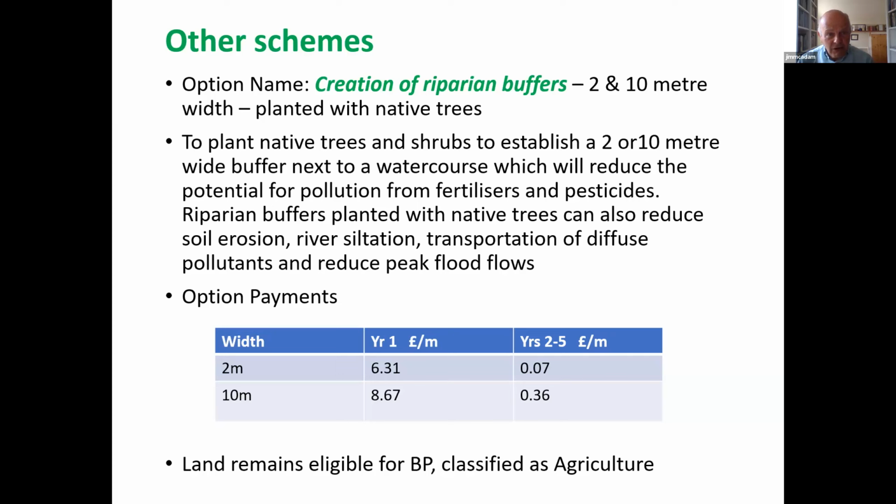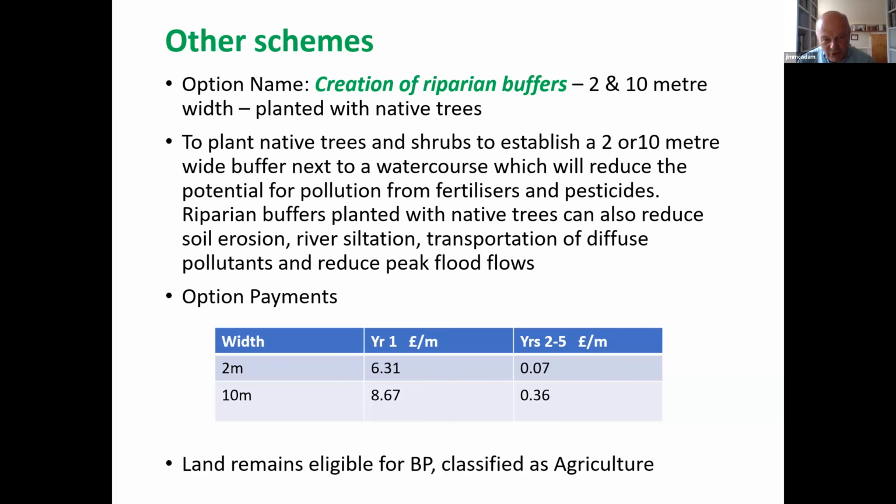And then there are various specifications for those and what they can do. The payments are given there for 2 meter width, £6.31 per meter in the first year, and then really nothing much after that for years 2 to 5. These are all 5-year schemes, but the development from previous schemes is that all that land is actually eligible for basic payment as well.